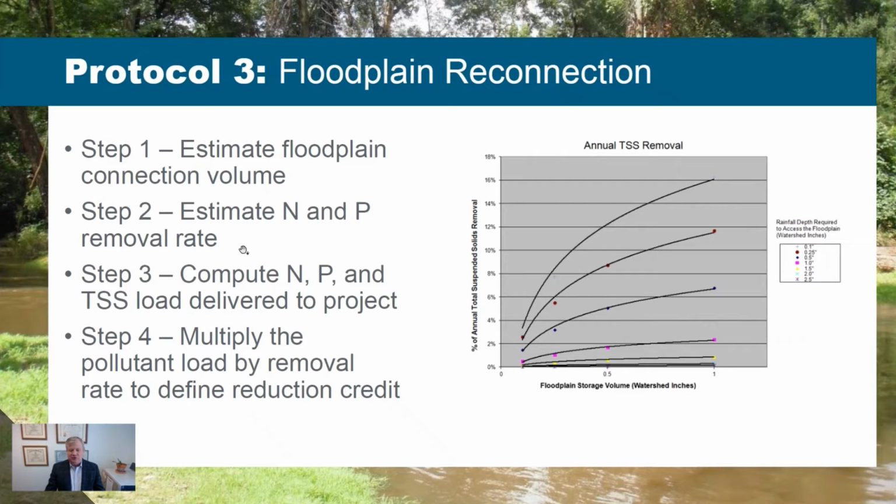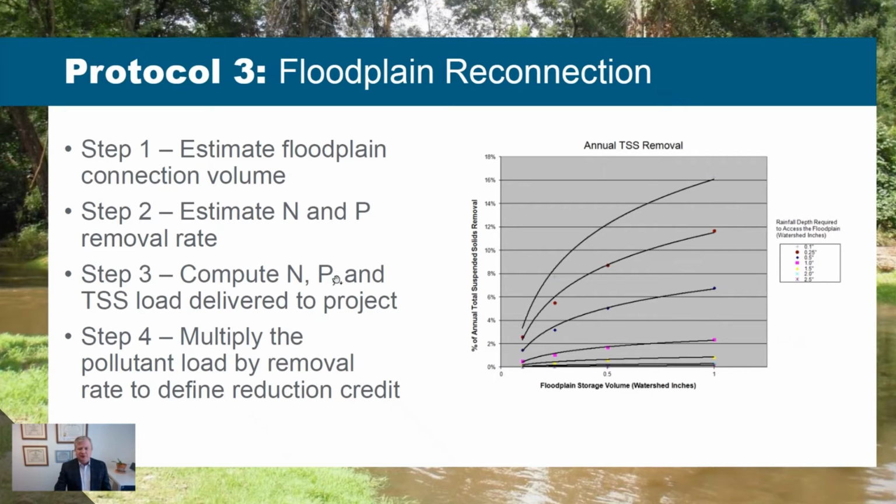Some states are using wetland data, like stormwater wetland data, to estimate these if the floodplain is more of a wetland. Others are using measured rates based on volume. This is actually out of that paper and provides the annual total suspended solid removal rate based on storage volume and storm event. Then you compute the nitrogen, phosphorus, or other pollutants of concern delivered to the project, and how much was removed by that floodplain connection.